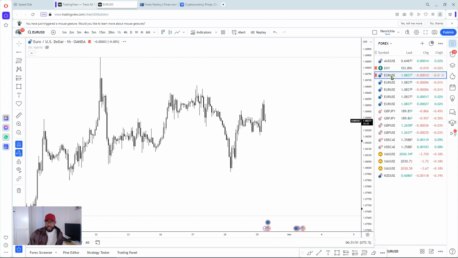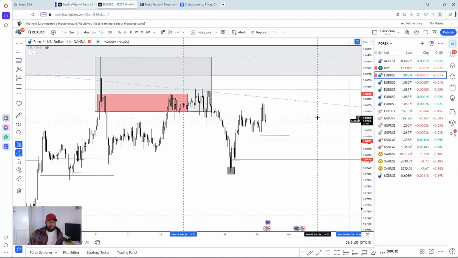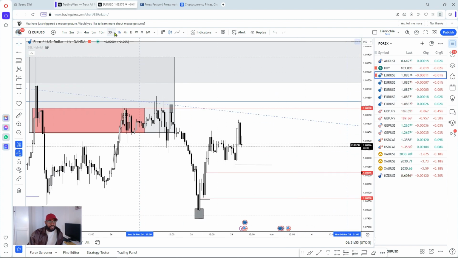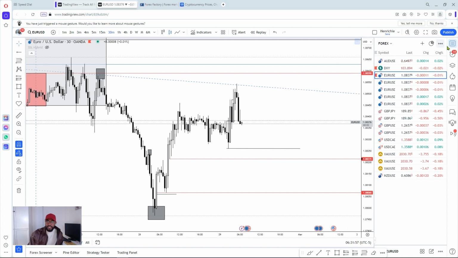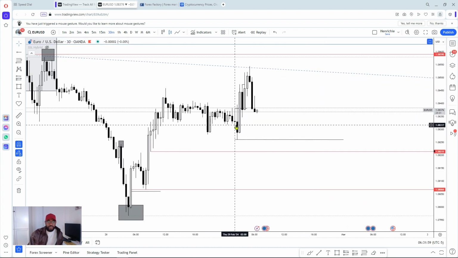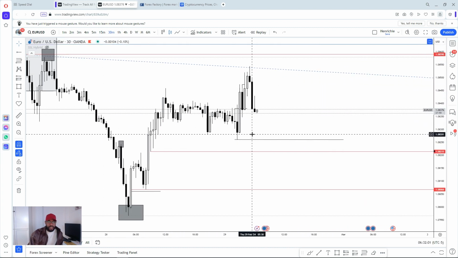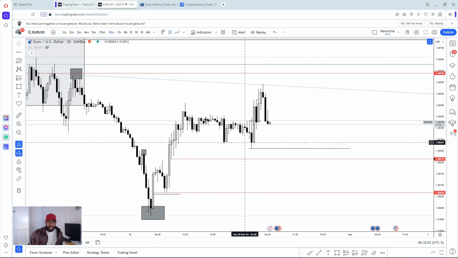Now, if we look at the inverse reaction on the euro, we'll be looking at a 30 minutes break of structure. And for the euro, if we're waiting to see a 30 minutes shift in market structure, that means this low is going to get taken.